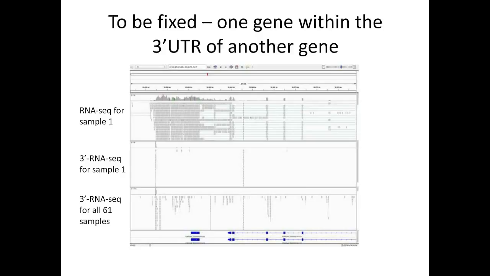Okay, thank you. So there are a couple of problems we can see here. There is a gene which is within another. This gene ends here, but based on our RNA-seq and 3' RNA-seq data, the gene should be extended up to here. And we have another gene, which I showed here. It is within this gene. So we still haven't fixed this problem, how to address this type of problem.